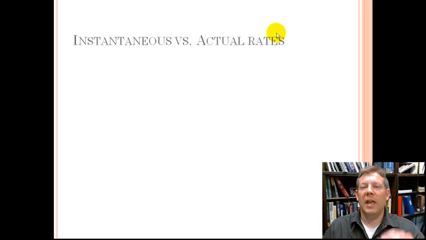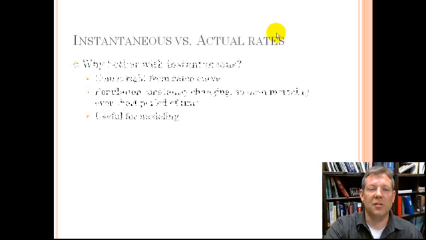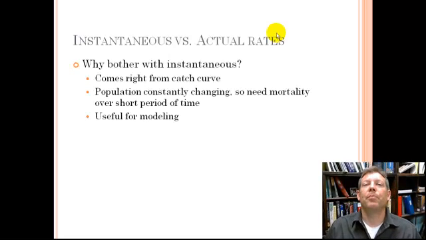So if the actual rates are a little bit more intuitive and easier for us to wrap our heads around, why do we even mess with the instantaneous rates? Well, the big reason is that's what we can get from the catch curve, right? The catch curve will give us this instantaneous rate, so that's where we start from, and then we can easily convert that to the actual rates.